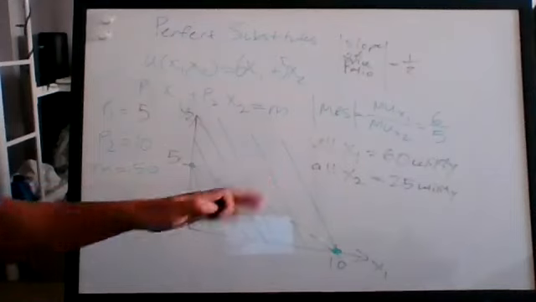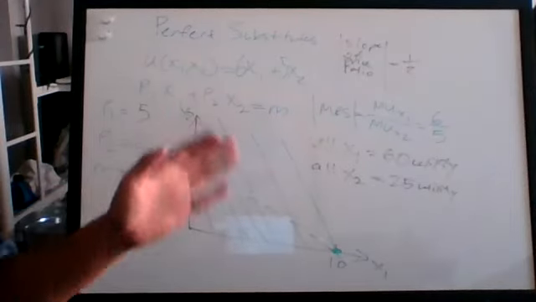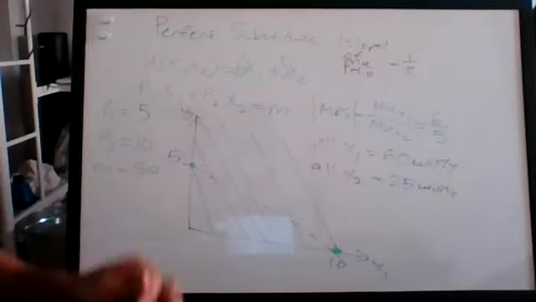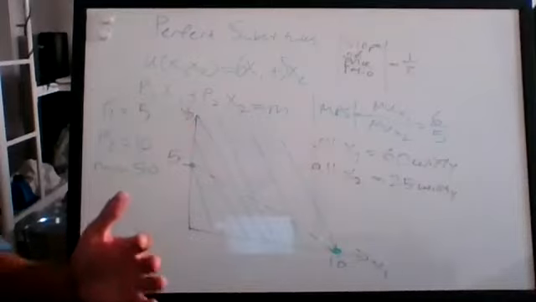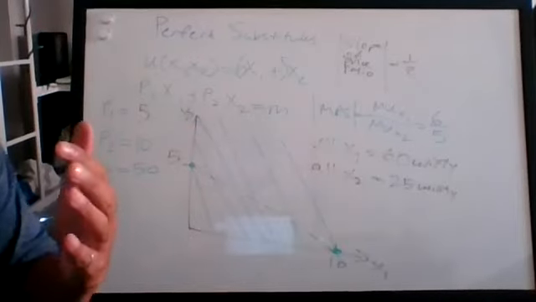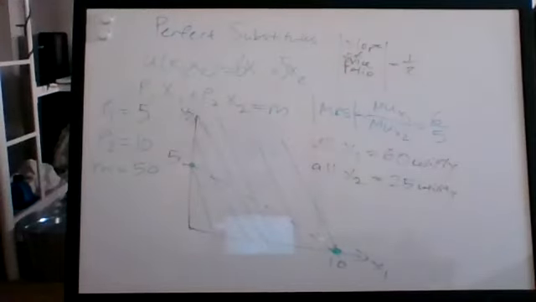There are going to be multiple ways of going about it, but hopefully as you guys do more of these problems, which hopefully you have been, you're going to be able to start doing this in your minds and visualizing what's going on between the MRS and then the price ratio. Are there any questions about that?